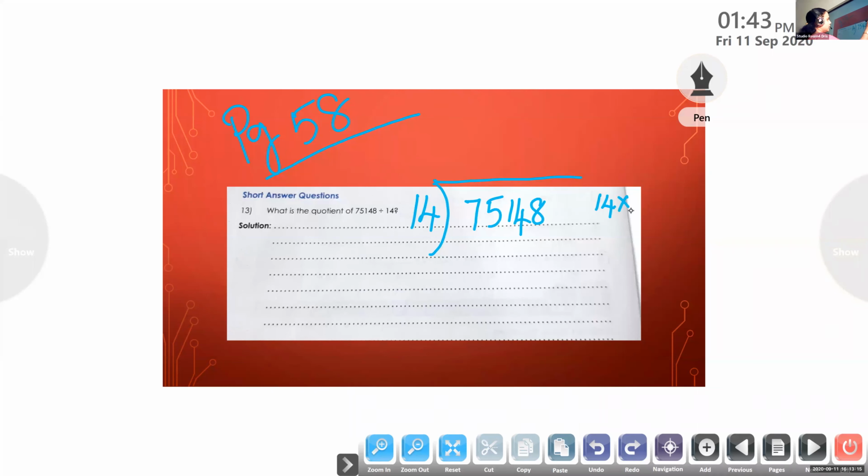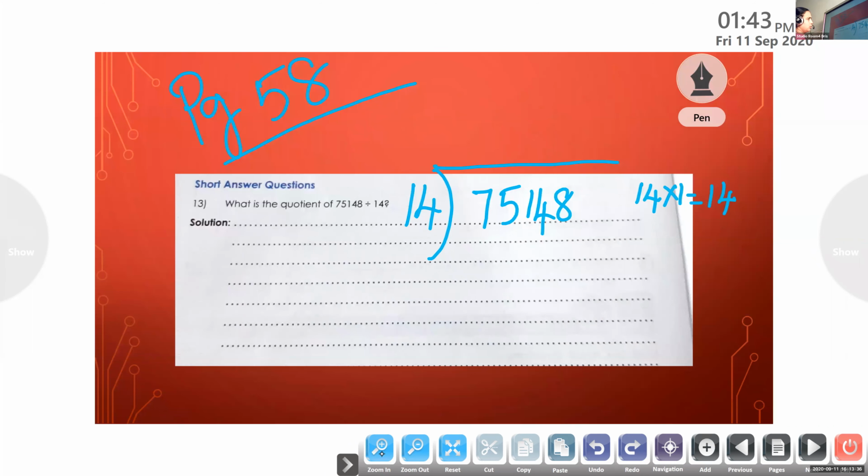14 into 1, 14. Anandesh, can you please tell me, can you see the board clearly? Please unmute and speak. Yes, ma'am. Yes, can you see the board? Yes, ma'am. Okay. 14 into 1 is 14.